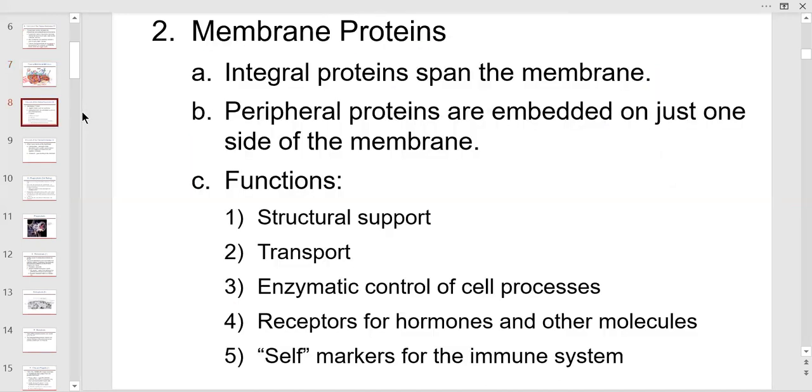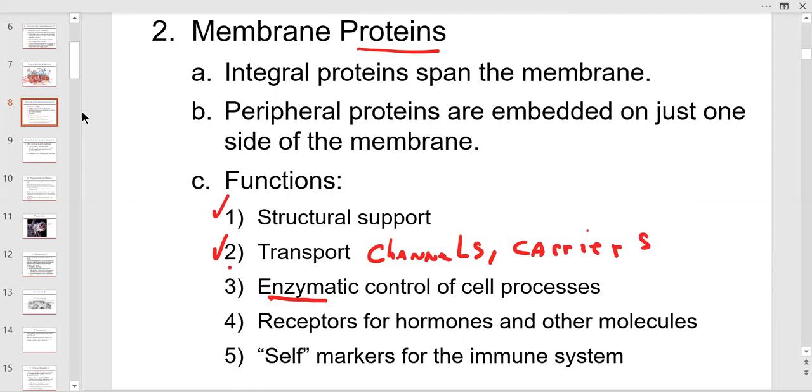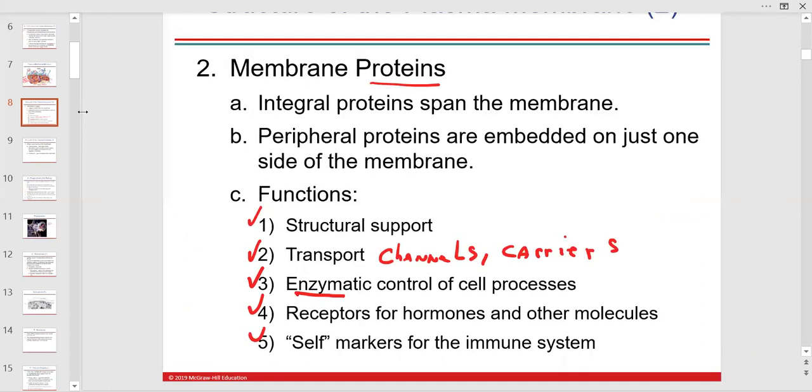So the membrane proteins, structure, right? Okay. Transport, those are your channels. And these are channels for polar substances or carriers. It's a miracle, really. Enzymes or receptors, the self markers, and I guess this is kind of important, not well understood. So the self markers are usually the glycoproteins.